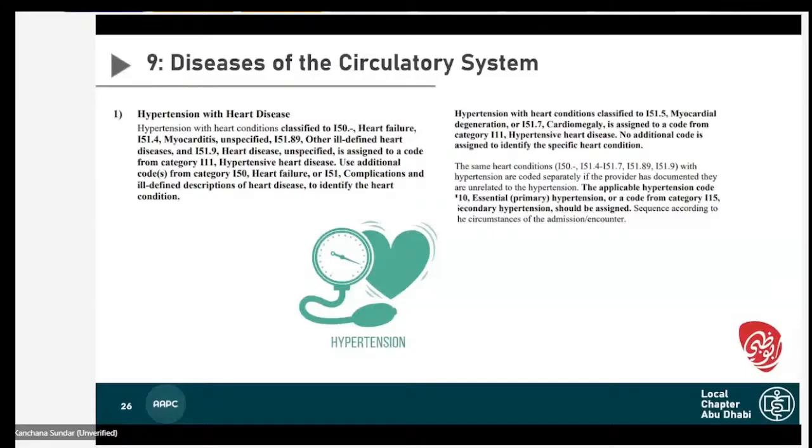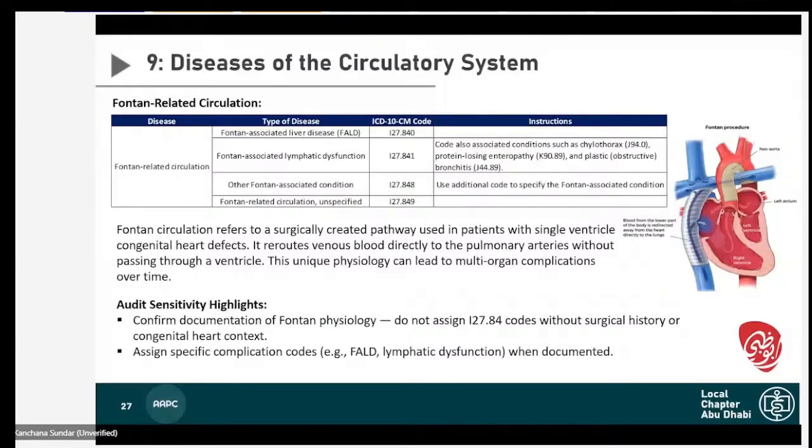And this is a huge change. The Fontan related circulation is a very interesting change found in this edition of changes in 2026. So what is this Fontan related circulation? Sir, as I got disconnected, just a mic check, sir. Am I audible?